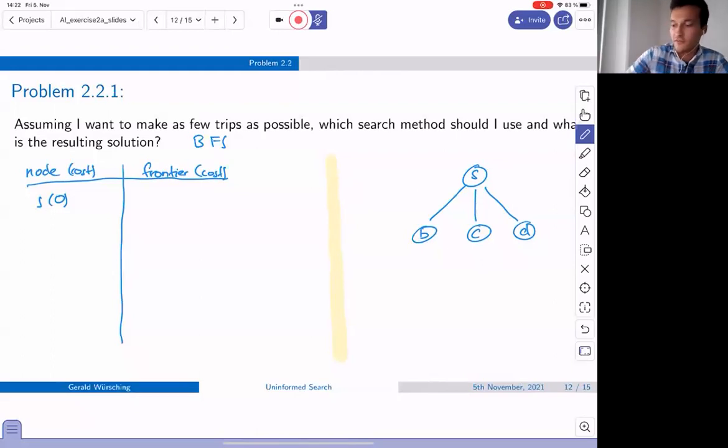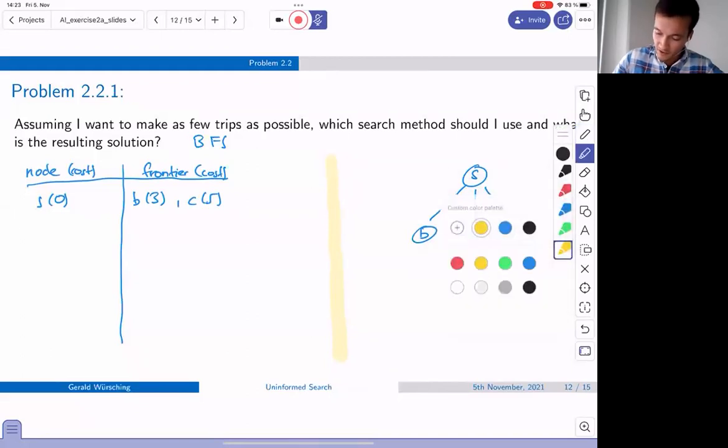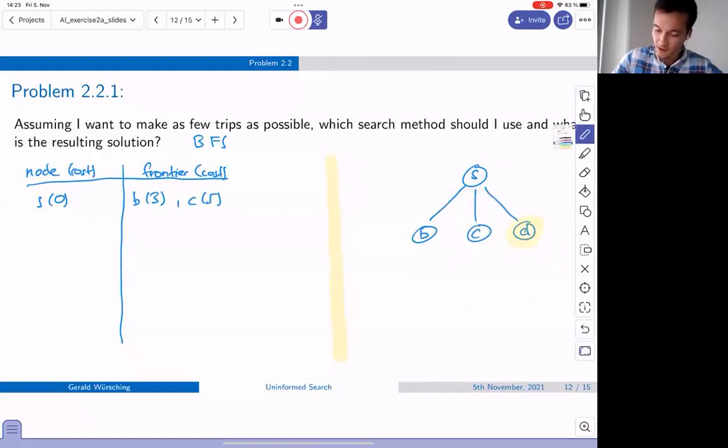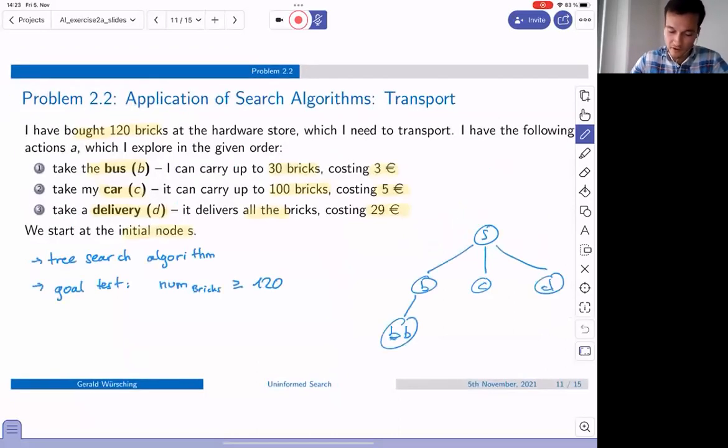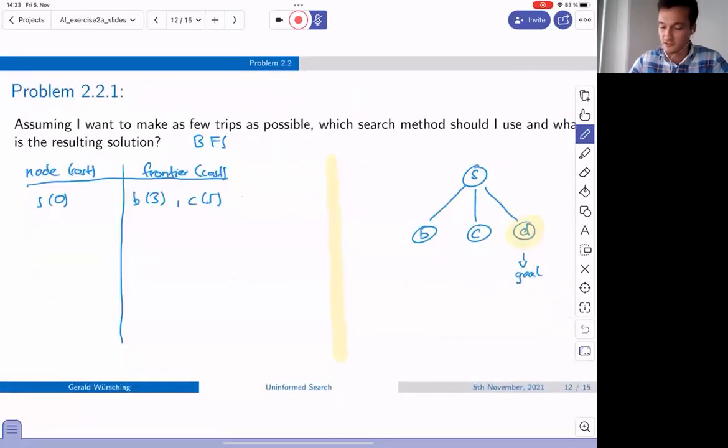Okay, 3529, somebody said. It's almost correct. I think most people still add D. In fact, it's going to look like this. I'm going to tell you why exactly. C5. And that's it. Why don't we add D? Because D is essentially our goal node already. So I'm going to highlight this here. Let's take a look why it's our goal node. Because we see that we can transport all the bricks with the delivery service. So this basically means that this is already our goal node and our search is done.